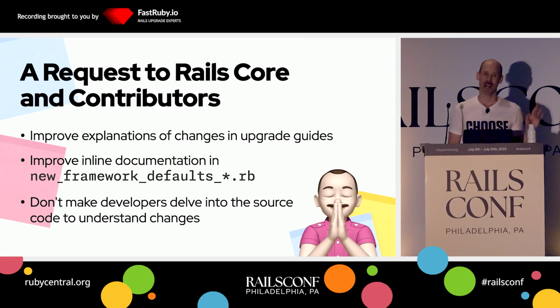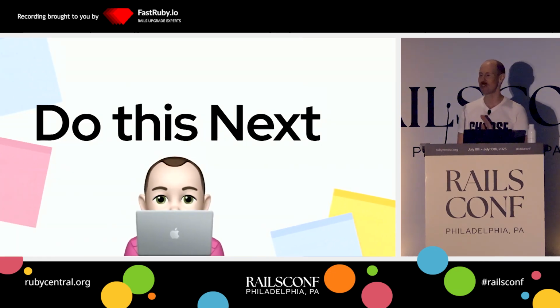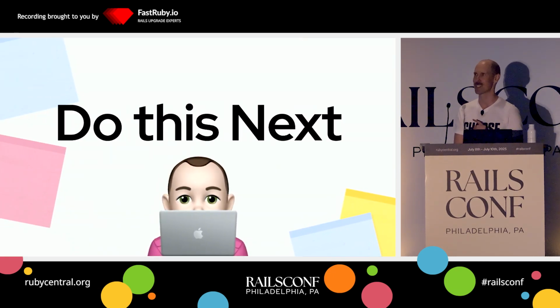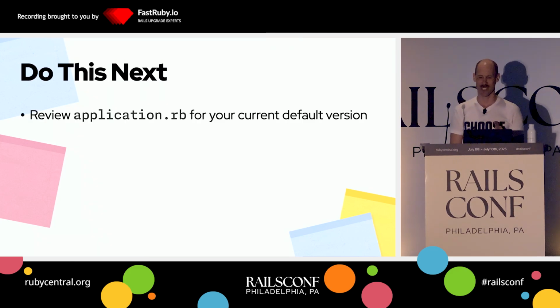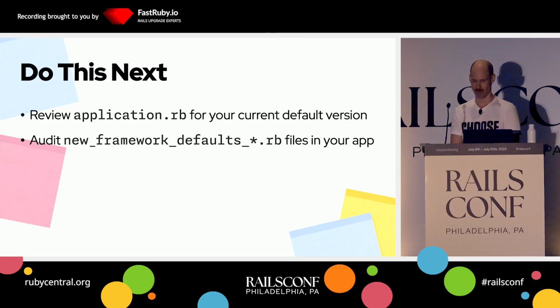OK, so every time I go to RailsConf, I come back to my team with a billion things I want to do, and I drive them absolutely nuts with too many of them. So I want to leave you with just a few things you should do next Monday, or maybe Tuesday, when you get back into the office. So first, review application.rb and figure out what your current default version is. Remember, that's in config.load_defaults. Audit all those beautiful new framework default files in your app. Do you have any? Has someone uncommented them? Well, that's a great place for a git blame. But see which ones you have.